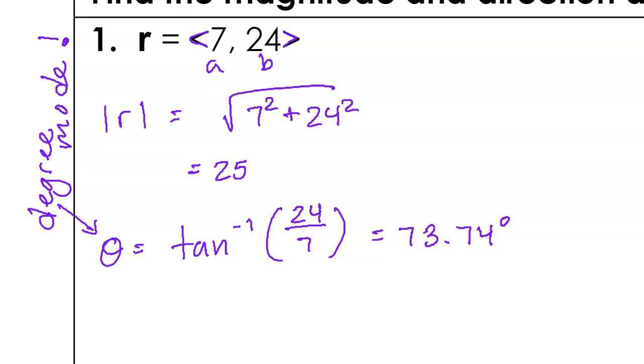So now I know the size of this vector, and I also know what direction it's going in. So this vector, 7, 24, is here. That means this angle right here is 73.7 degrees, and the length is 25.